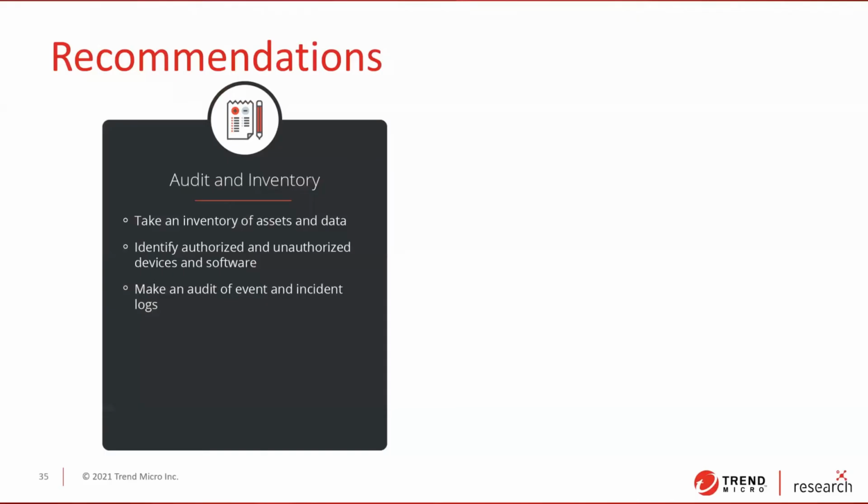So there's a couple of things we want to look at when we think about defense. The first thing is auditing and inventory. And this falls under that whole area called attack surface discovery. This is an area that is getting a lot of press and talk now, where, if you can't see it, you don't know about it, it's going to be hard to defend it. So as an organization, hopefully you can take an inventory of your assets and data. You can identify authorized and unauthorized devices and software. You can make an audit of events and incident logs. These are some things that you can do to help identify.